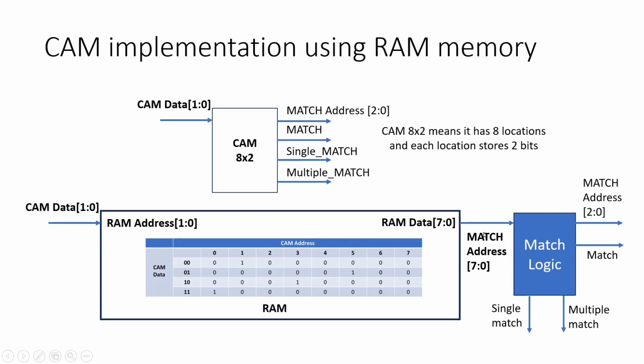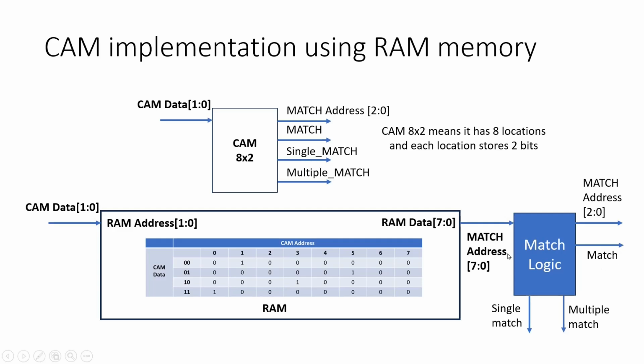Now to make it compatible with this CAM, we need a match logic here. This match logic will tell you the match address, which will be similar to the CAM output. Apart from this, you will have a match flag, single match flag, multiple match flag, output of this match logic. Now if any of the bits inside the match address is 1, match flag will be asserted. That is easy to implement.